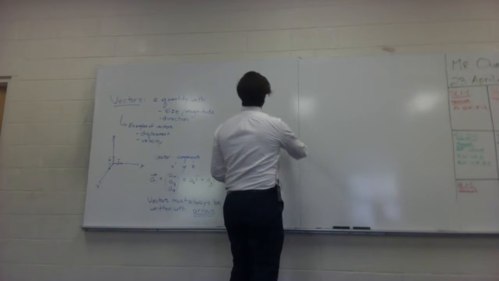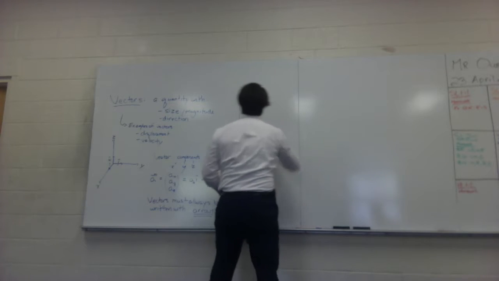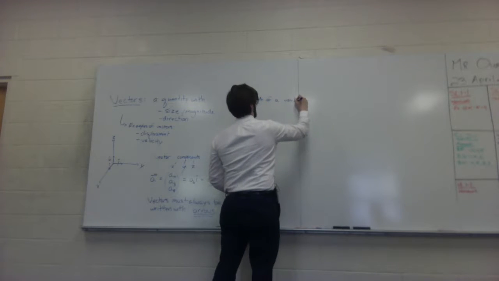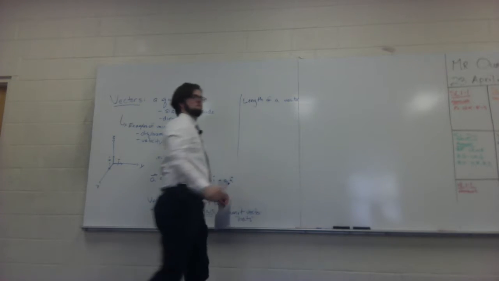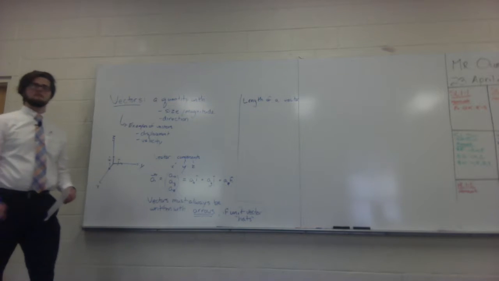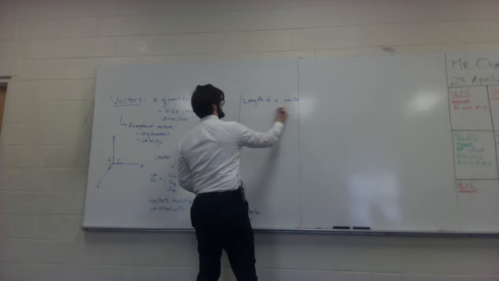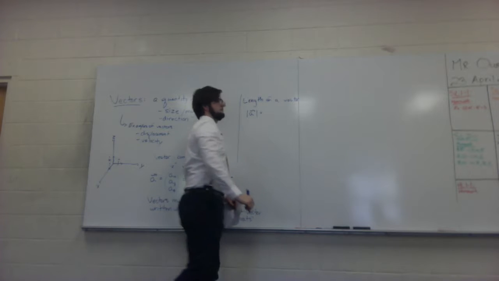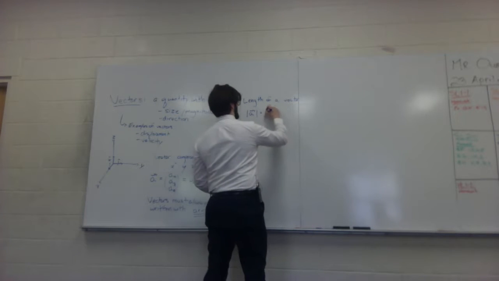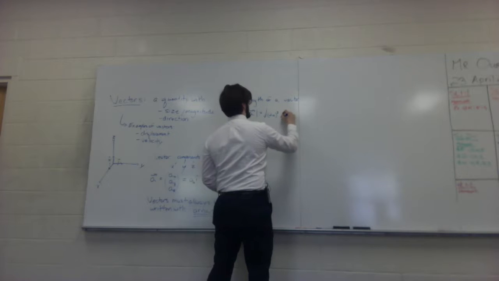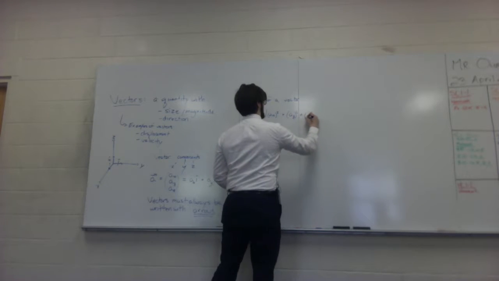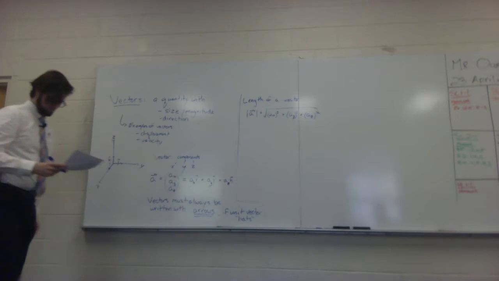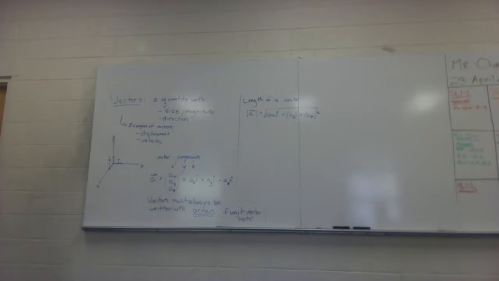We're talking about the length of a vector. How do we find the length of a vector? The magnitude. So the length of a vector, the magnitude of A. What's the formula for that? Square root of a squared... Cool. Good.